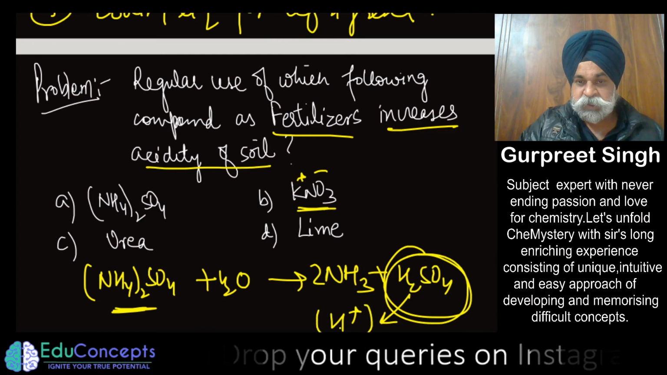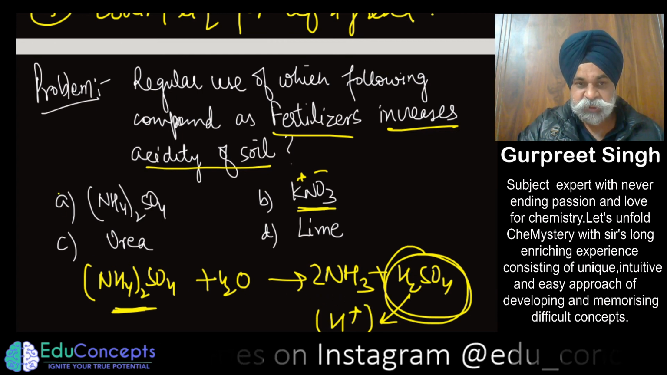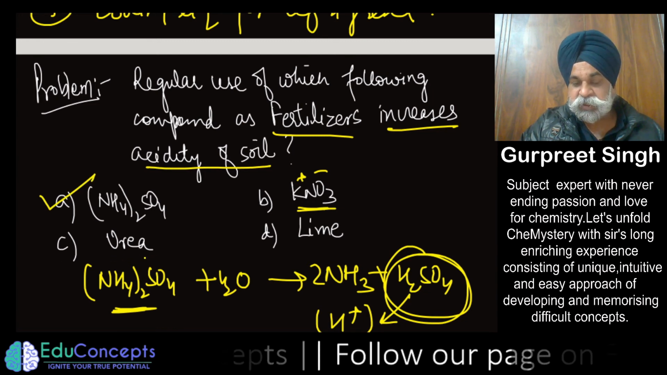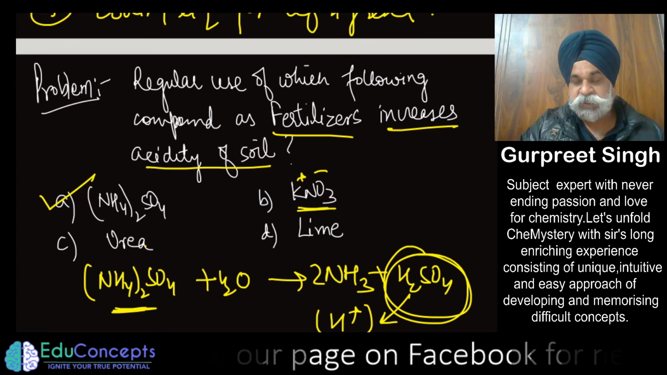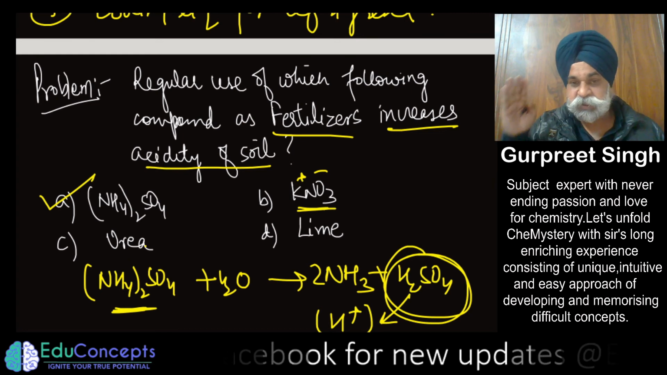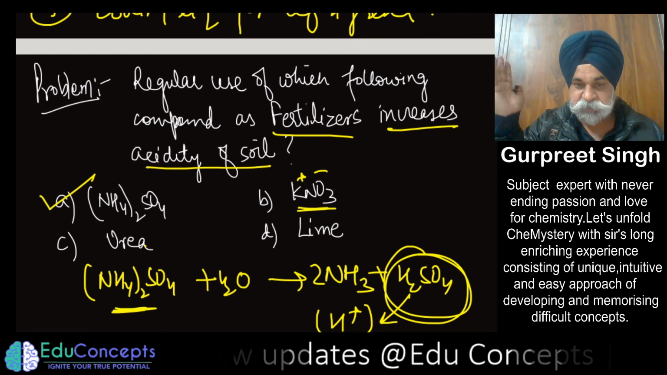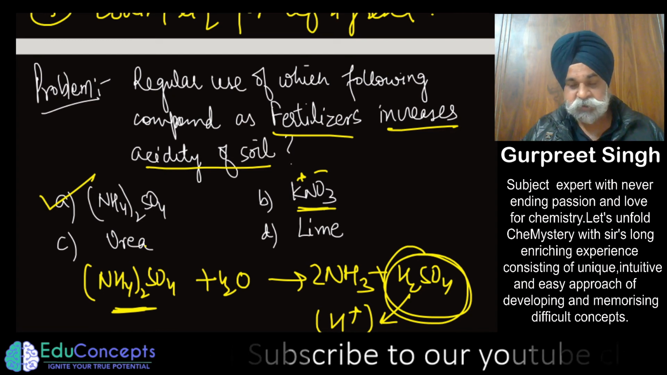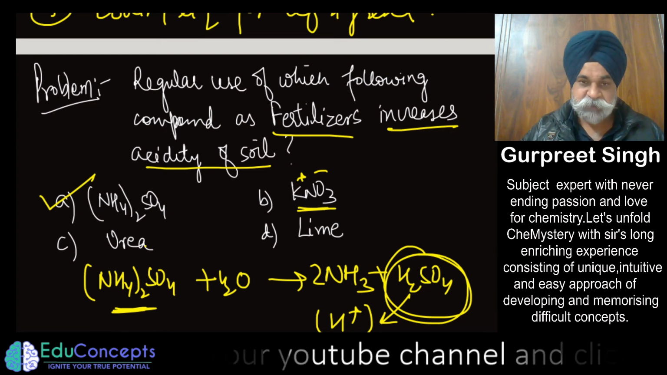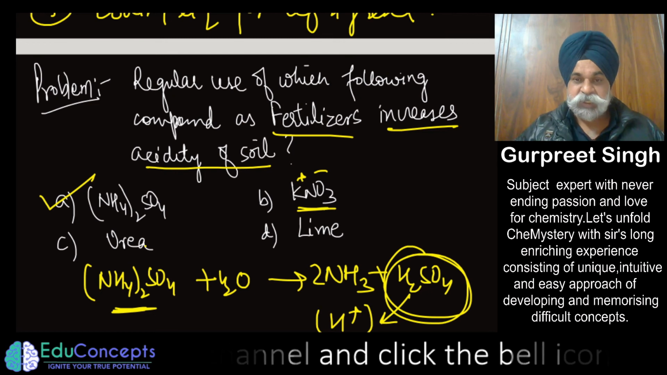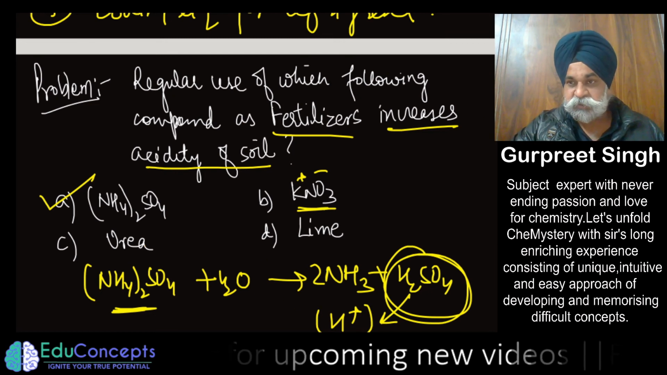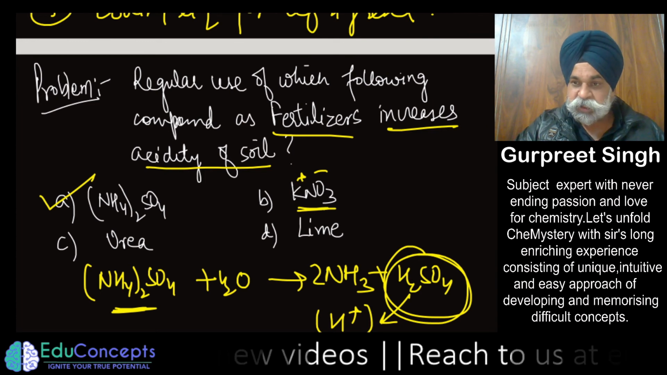So basically this is an acidic salt, so it tends to create a lot of H positive in the water. That is the reason why we shall be going for answer A, because urea on hydrolysis would give you ammonia plus carbon dioxide and water. Carbon dioxide escapes out, so it would not make the solution so acidic. And lime, calcium hydroxide, calcium oxide, if put into the soil and mixed with water, would make the solution alkaline. So the best out of the four options would be option A.